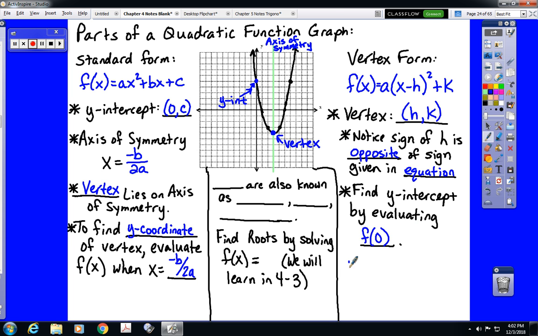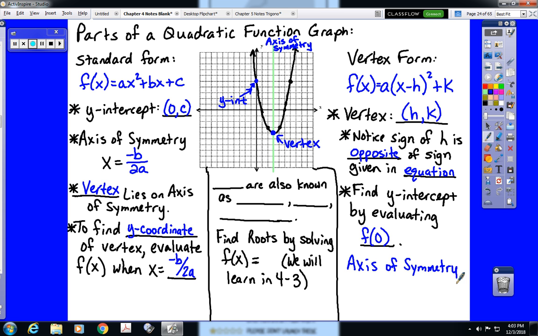Okay, final thing here, and that's not really written, so we're going to write it down here. The axis of symmetry, when it's in vertex form, is the line x equals h. So whatever h is, x equals h would be the axis of symmetry.